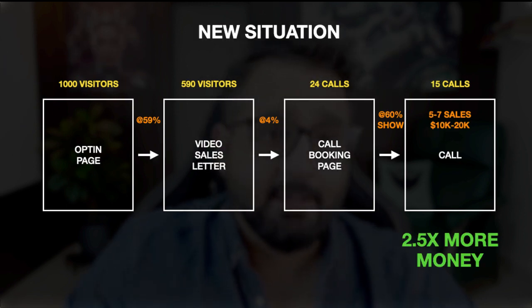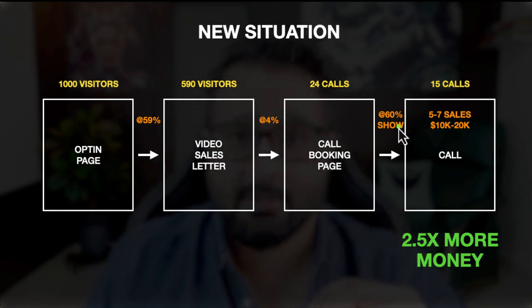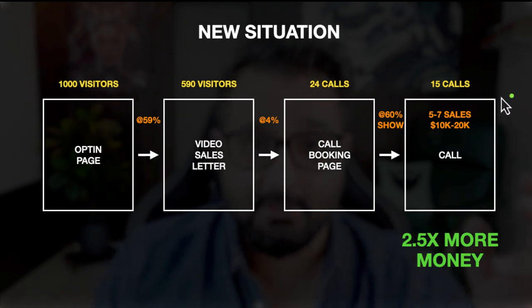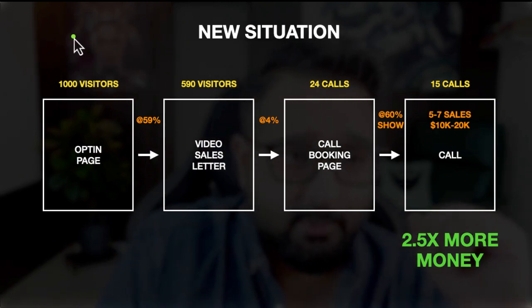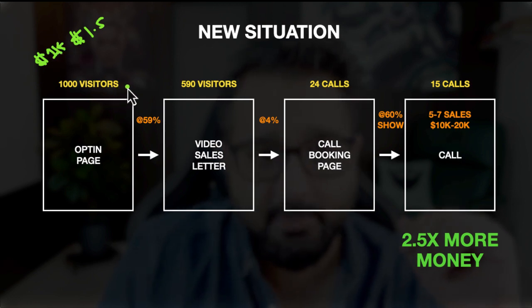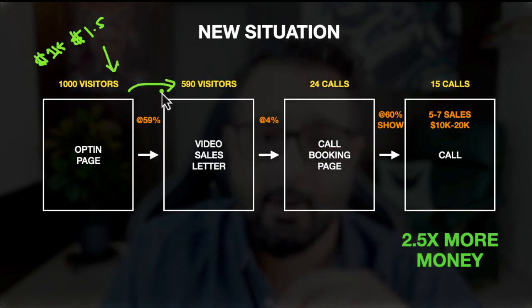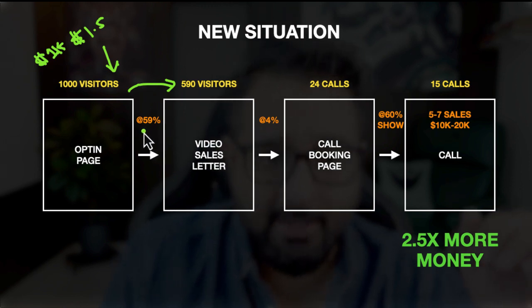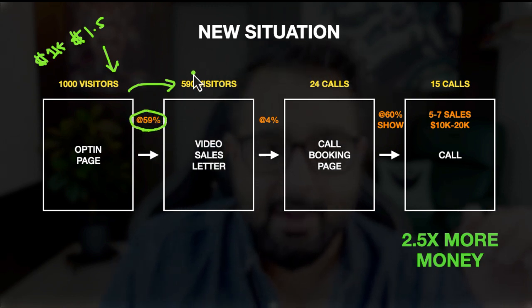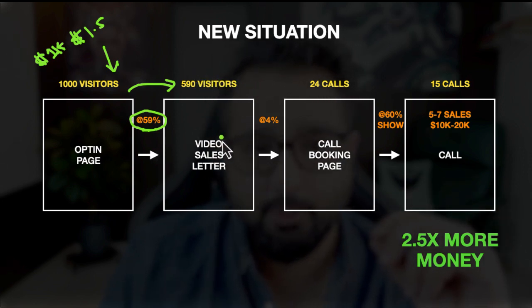Now, let's see what the new situation is, right? The new situation has made it possible for us to make even more money with the system that we have, the 22 Matrix, right? So we spend the same amount, let's say from 1K to 1.5K, right? 1,000 visitors go from the opt-in page to the video sales letter. Now I'm not changing anything. The only thing that has changed is this right here. Now, instead of 250 people, which was the old situation, 590 people go to the video sales letter.